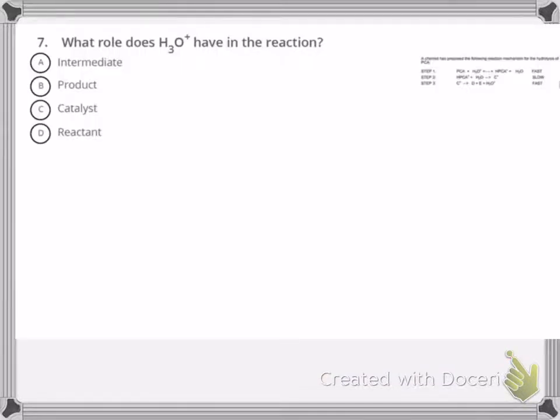All right, so question number 7, and the rest of the problems, are going to be an analysis of this mechanism. So what role does H3O+ have in this reaction? Well, let's take a look.